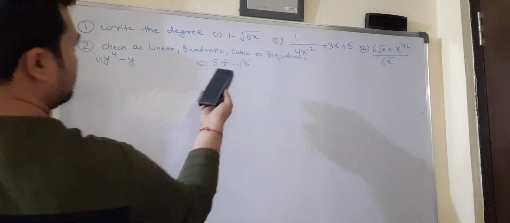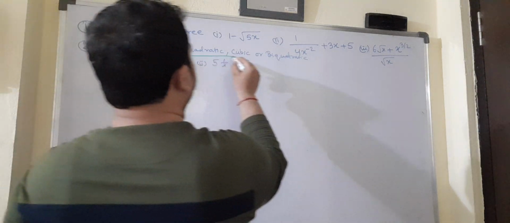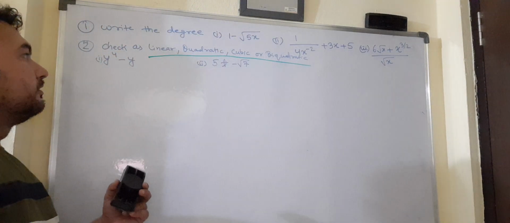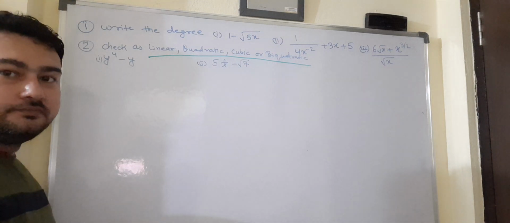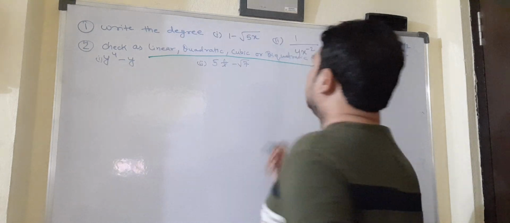You have to check whether it is linear, quadratic, cubic or biquadratic. These are the types of polynomial based on what? Based on degree.